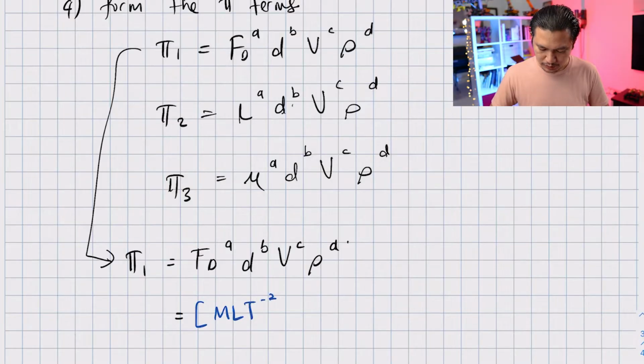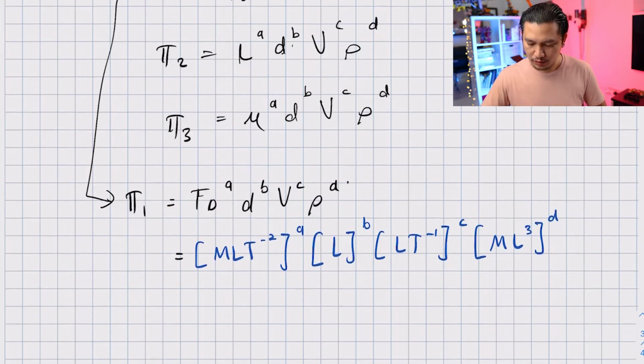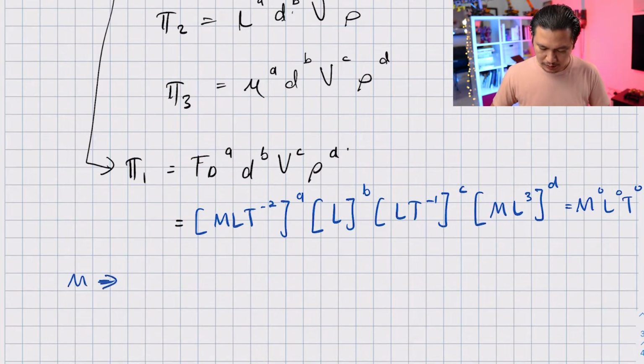M L T minus 2 is going to be to the power of a. D is length to the power of b. Velocity is length per time, right? This is L T minus 1 to the power of c. And finally, rho is mass over length cube to the power of d. And this must all equal to non-dimensional. So M to the power of 0, L to the power of 0, T to the power of 0. And this is how we are going to find our a, b, c, and d. Let's do M first. Now, M to the power of a, so this will be a. And the next one is M to the power of d, so a plus d equal to 0. Let's do L.